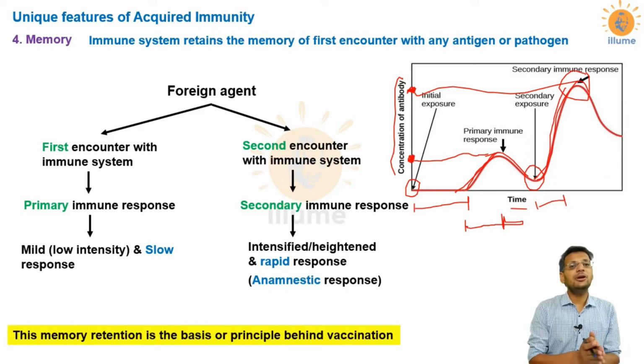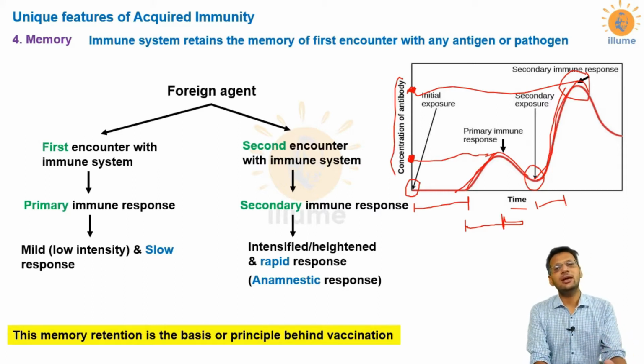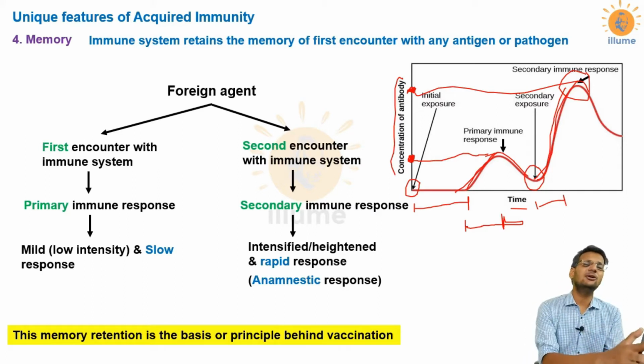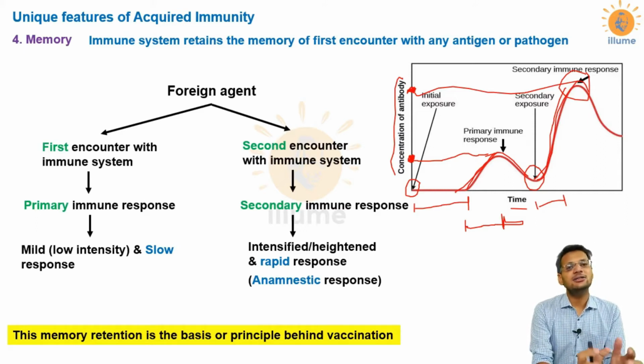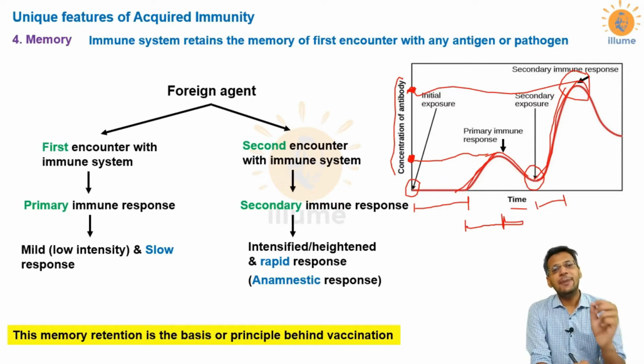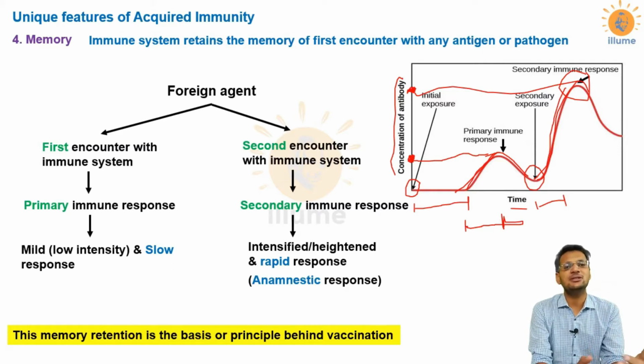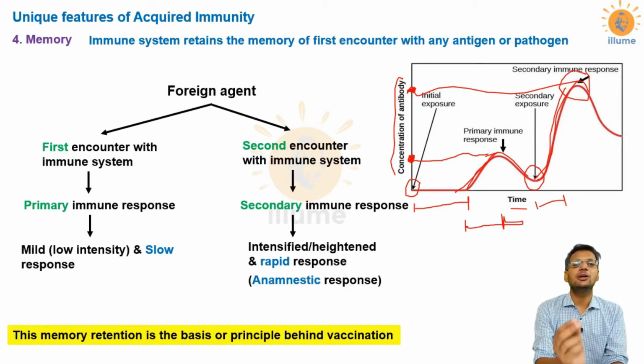Now this memory retention is the basis or principle behind vaccination. What is the basic idea behind vaccination? Listen carefully. I'll talk about the vaccine against Mycobacterium tuberculosis, a bacterium that produces TB. I take Mycobacterium tuberculosis and weaken it. I reduce its pathogenicity. Pathogenicity means the capacity to produce pathology or disease. I reduce its pathogenicity, and then I introduce this Mycobacterium tuberculosis into your body.